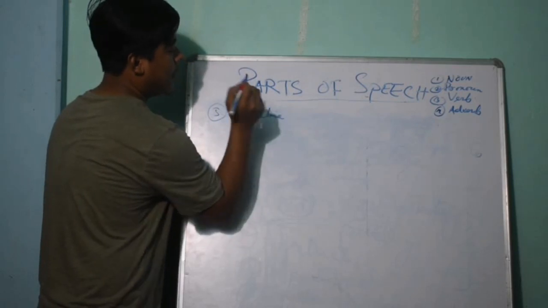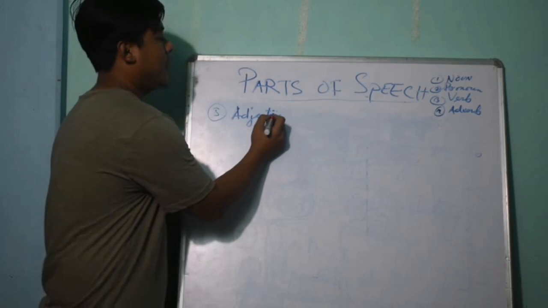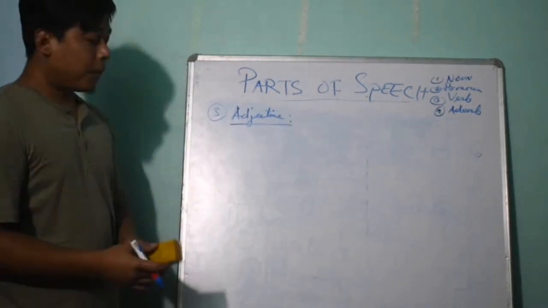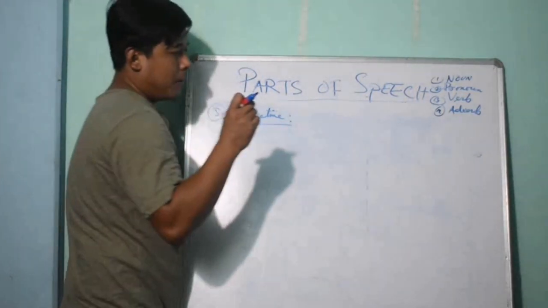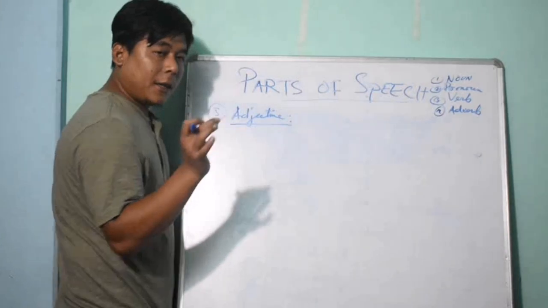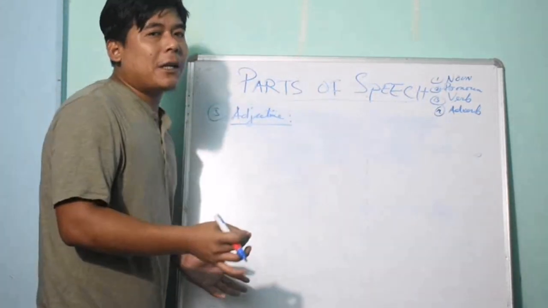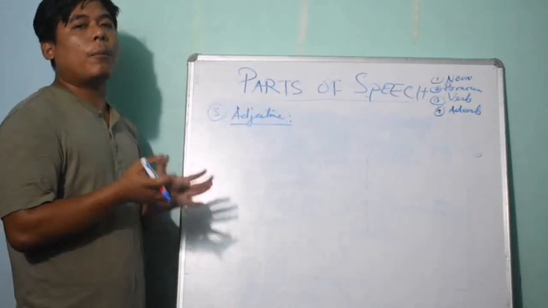Because adjective has a relation with noun. Adjective, A-D-J-E-C-T-I-V-E. You know the spelling. So adjectives are words that describe or give more information, more detailed information, about a noun or pronoun.